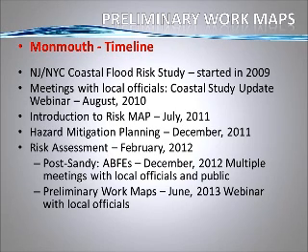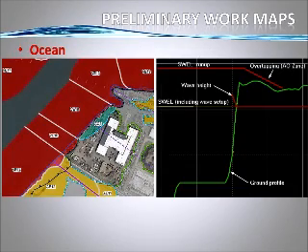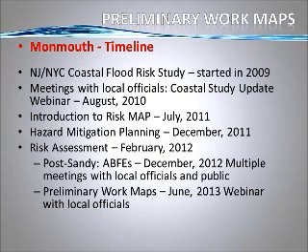The timeline for Monmouth right now: the coastal flood study for everywhere started in 2009. There's been multiple meetings with local officials. There's been updates. There's been webinars. There's been an introduction to the Risk MAP program in 2011 for Monmouth. Hazard mitigation planning occurred in December 2011. Excuse me, the risk assessment timeline. There's post-Sandy ABFEs issued in December 2012 following Hurricane Sandy.